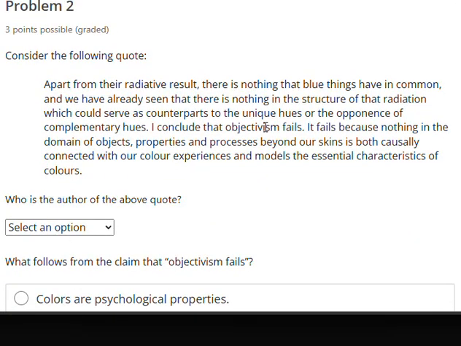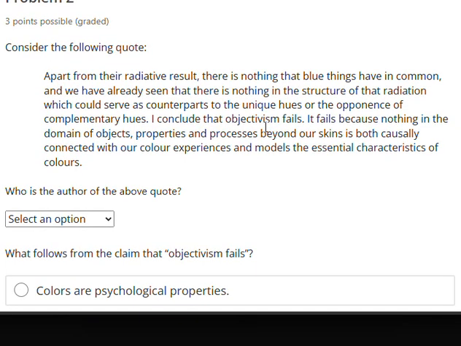Consider the following quote. Apart from the radiative result, there is nothing that blue things have in common. Again, this is more towards the test. And we have already seen that there is nothing in the structure of that radiation that serves as counterparts of the unique hues or the opponents of complementary hues. I conclude that objectivism fails, the idea that red and blue might be different for different people. It fails because the domain of objects, properties, and processes beyond our skins is not causally connected with our color experiences. Who is the author?